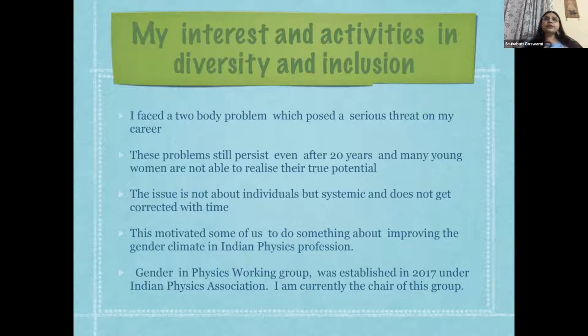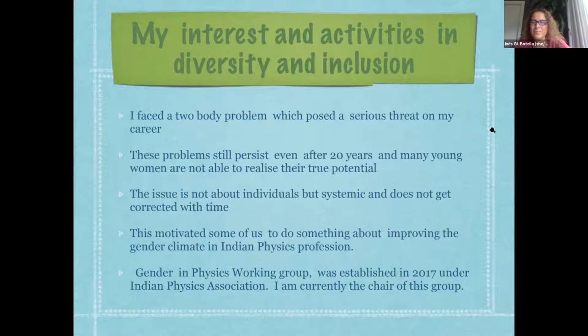And what I realized is that these problems still persist even after 20 years of my time, and many young women are not able to realize their true potential. So this is not an individual issue, and it does not get corrected with time. So this motivated some of us to do something about improving the gender climate in the Indian physics profession.